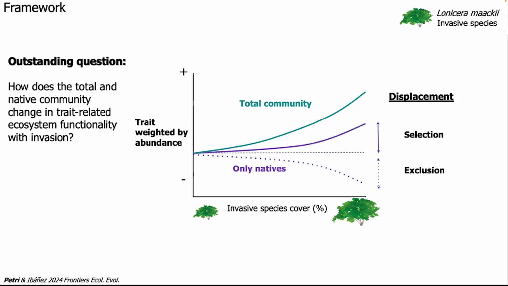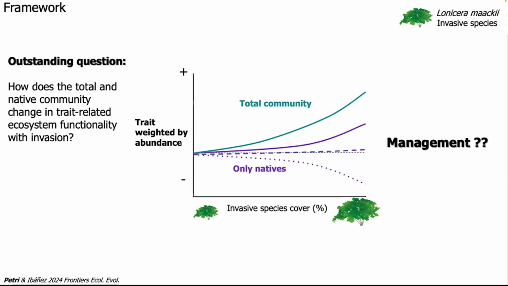But we can also have another scenario, which is more intuitive for us to think about. There is an impact on the native species, and the trait distribution of that community is going to change. So we can have an exclusion or a displacement, where the native species that have that particular trait are decreasing across the invasive gradient, or they're increasing. So they're being selected to have that particular trait because of that interaction with the invasive species.